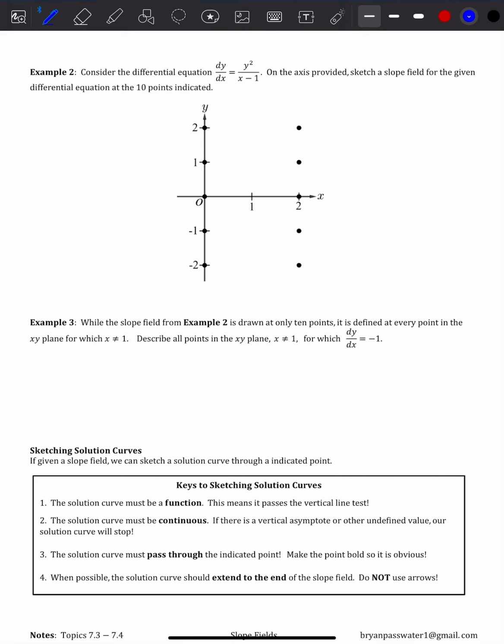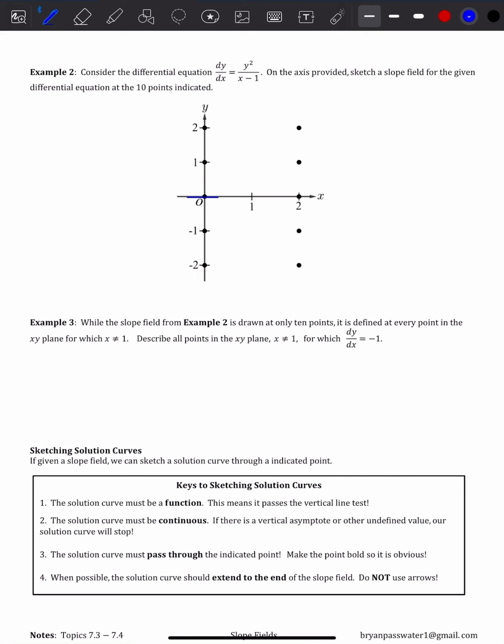So if I look here, consider the differential equation on the axes provided. Our differential equation this time is y squared divided by x minus 1. We have x values at 0 and at 2, but nothing at 1 because those would all be undefined, because we have x minus 1. If x is 1, 1 minus 1 would be 0, and we can't divide by 0. So they skipped over that portion. So at 0, 0, 0 squared divided by 0 minus 1, thankfully, is going to give us 0.